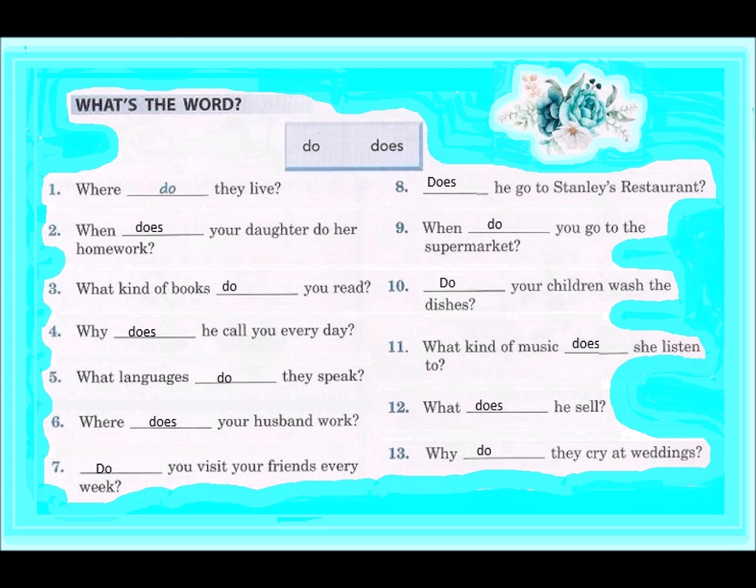Number four, why does he call you every day? Well, because maybe he loves me. So we can answer whatever we want here, okay? The next one, number five, what languages do they speak? Again, who and what and where. We can say, for example, my students now in my current class, they speak Chinese, Mandarin, they speak Arabic and Spanish, three languages.